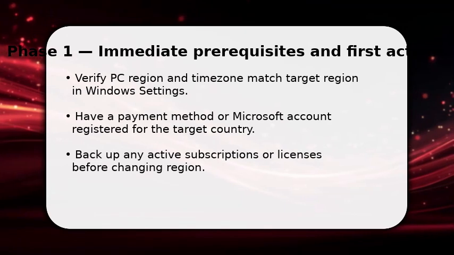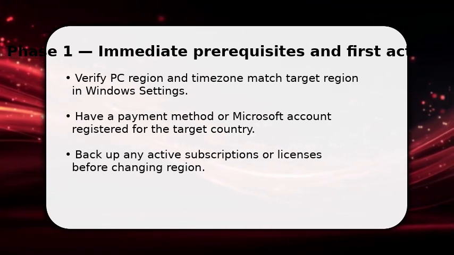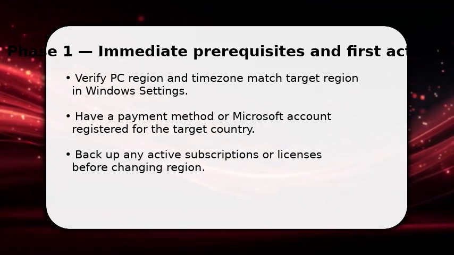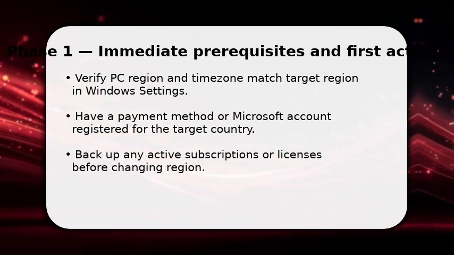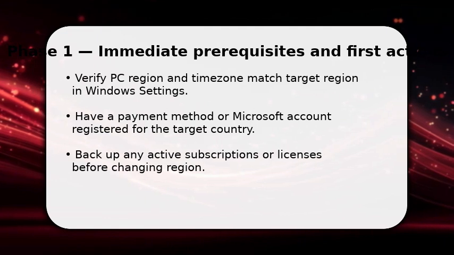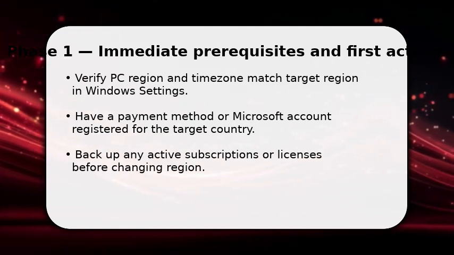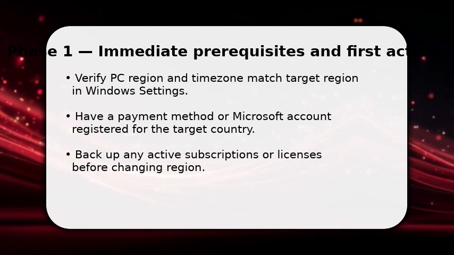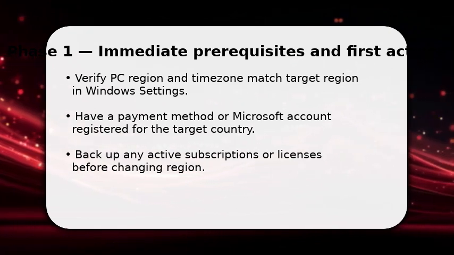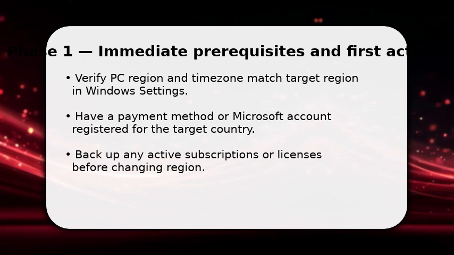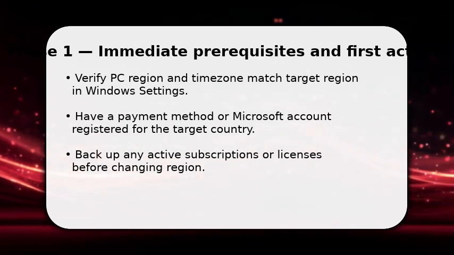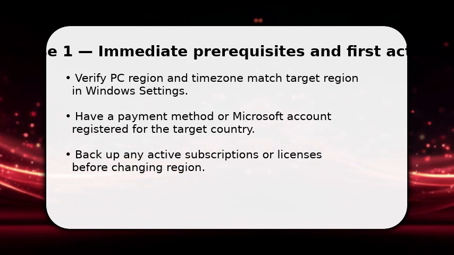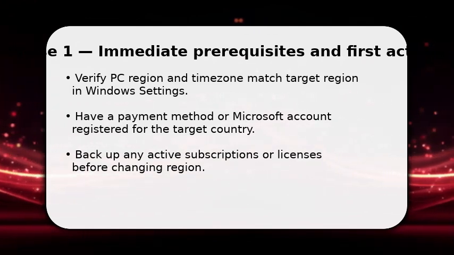You'll start by confirming prerequisites so nothing breaks mid-change. First, open Windows settings and set your region and time zone to the country you want. This ensures the Microsoft Store shows correct content. Next, sign into the Microsoft account you use for Game Pass. If you need a local payment method, prepare it now or use a gift card for that country. Once done, make sure any active subscriptions are noted, because billing can shift when the region changes.